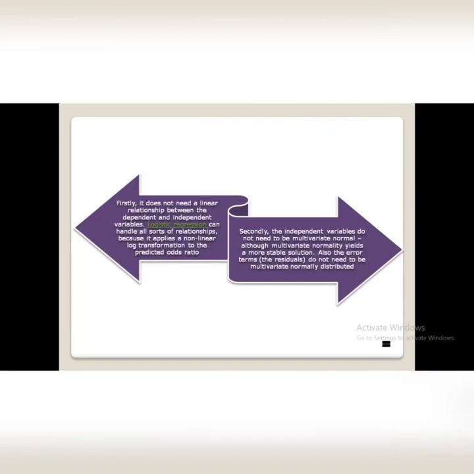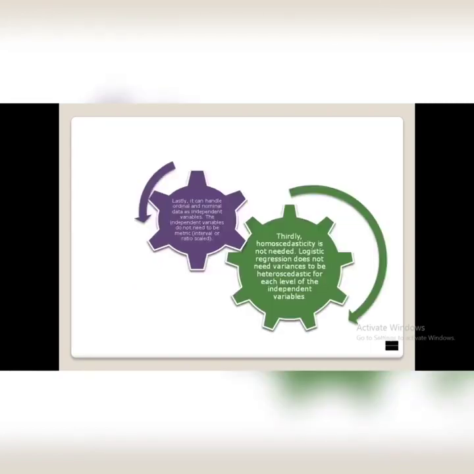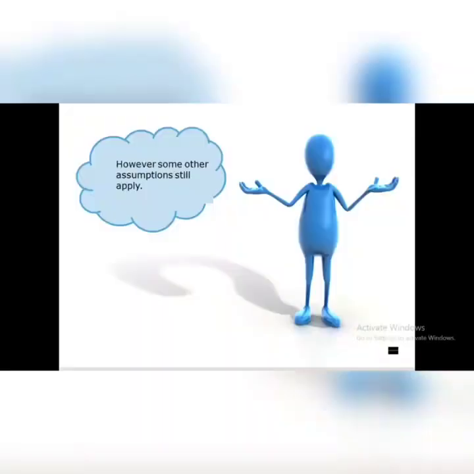Secondly, the independent variables do not need to be multivariate normal, although multivariate normality yields a more stable solution. Also, the error terms do not need to be multivariate normally distributed. Thirdly, homoscedasticity is not needed. Logistic regression does not need variances to be homoscedastic for each level of the independent variables. Lastly, it can handle ordinal and nominal data as independent variables. The independent variables do not need to be metric, either interval or ratio scaled.